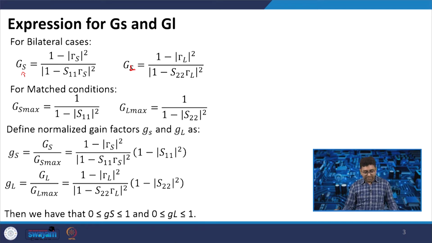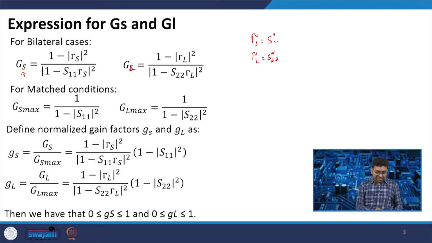If you have a matched condition, where gamma S is conjugately matched with S11, the input reflection coefficient of the transistor, and gamma L is conjugately matched with S22, the output reflection coefficient of the transistor, you can write GS max as 1 by (1 minus |S11| squared), and similarly you can write GL max, which is equal to 1 by (1 minus |S22| squared).